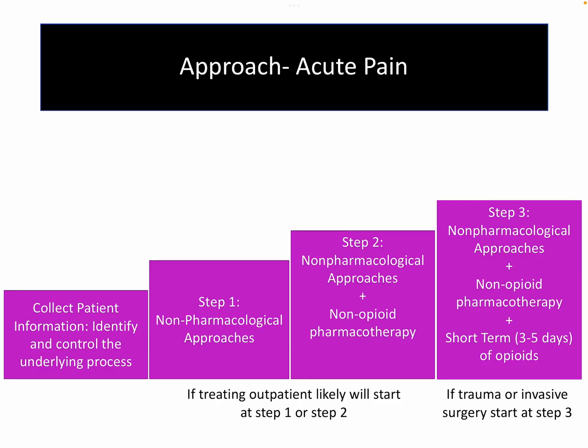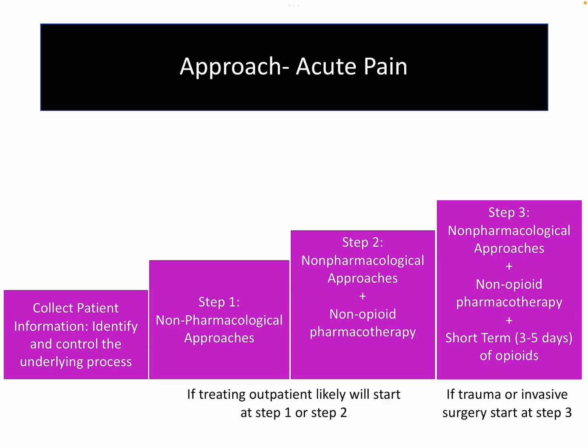So let's start out with our approach to acute pain. Of course, our first step is always to collect the patient information and try to control the underlying process. This could include things like splinting, immobilization, things like that. Similarly, as we go to step 1, we really want to focus on non-pharmacological therapy. As we have more pain, or if the patient's pain is at that moderate level, you can start adding non-opioid pharmacotherapy. And we'll talk about some of those non-opioid pharmacotherapies just momentarily.